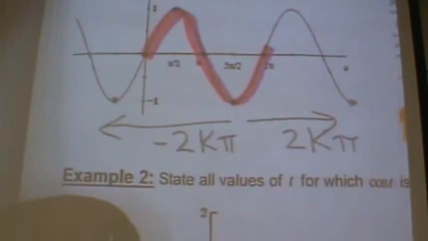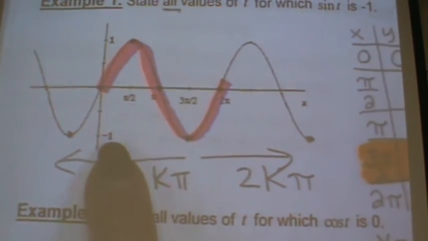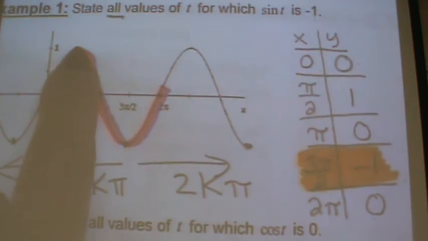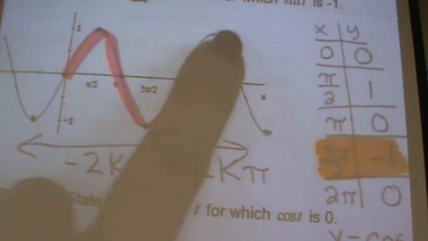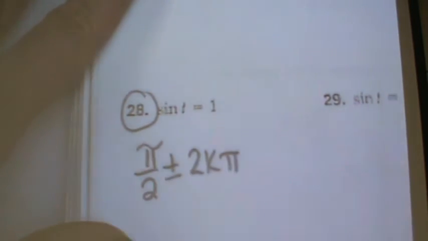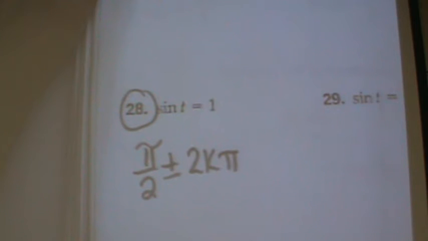Now the last one that's pretty basic is the sine 1. Where did we get a 1 for the sine curve? Where do you see a 1 here? At pi over 2. It occurs again here, but that's past 2 pi. So if we just write for this one, pi over 2 plus or minus 2k pi, we've covered all bases.